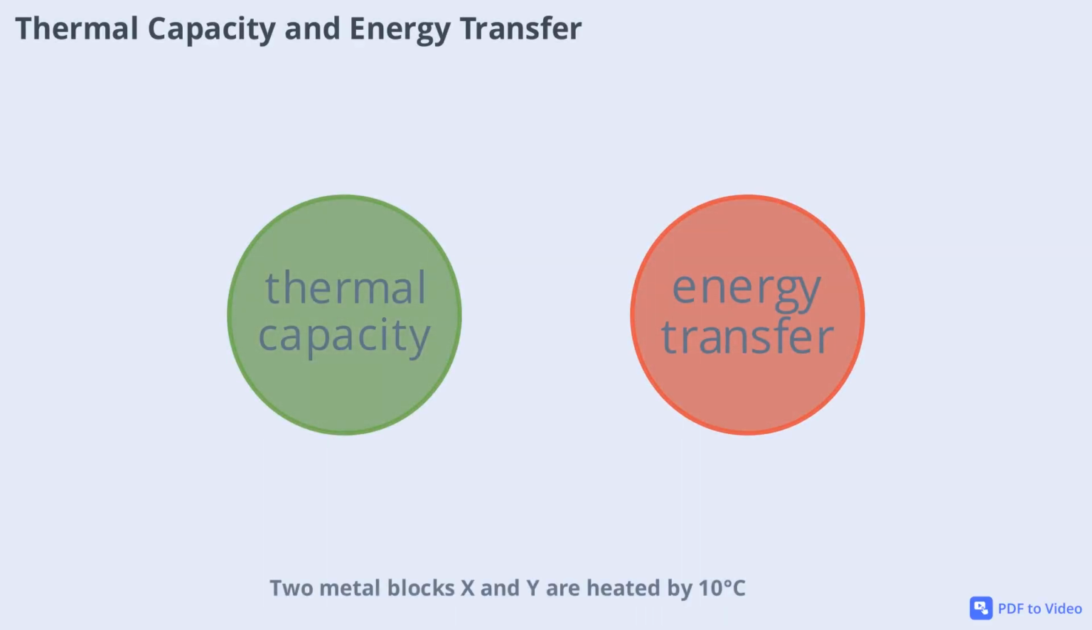Two metal blocks, X and Y, are heated by 10 degrees C. Block Y has a greater thermal capacity than X. Which block needs more energy to heat up, and which loses more energy when cooling? We'll explain that higher thermal capacity means more energy is required for the same temperature change, and more energy is released when cooling. This concept is vital for understanding heat storage and transfer in materials.